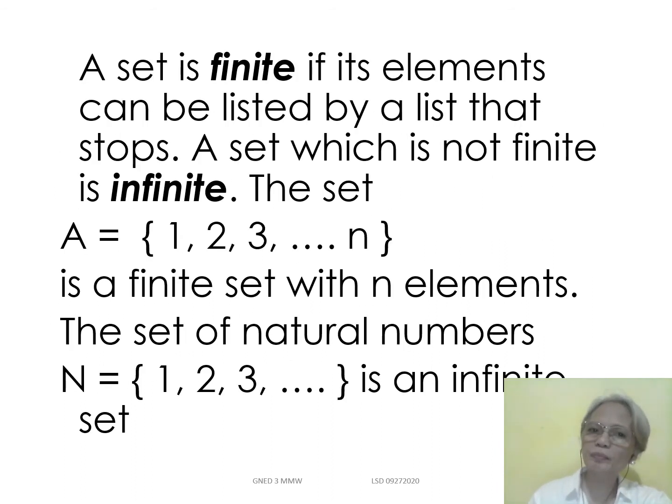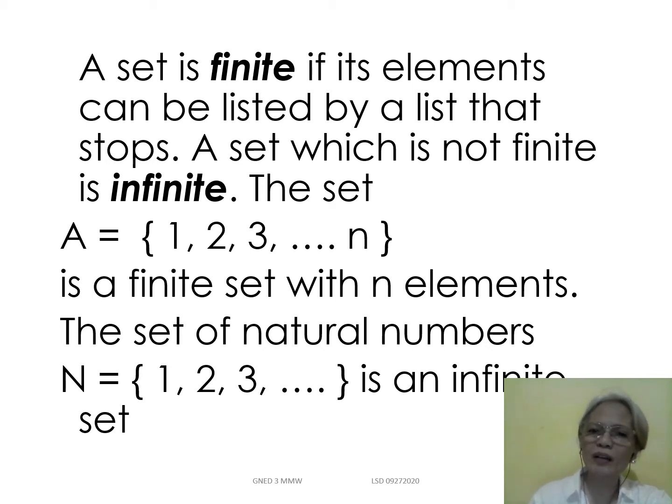A set is said to be finite if its elements can be listed, meaning the cardinality can be determined. For example, we have set A with elements 1, 2, 3, up to n elements. So we can count the number of elements. There are n elements, and therefore the set A is a finite set.